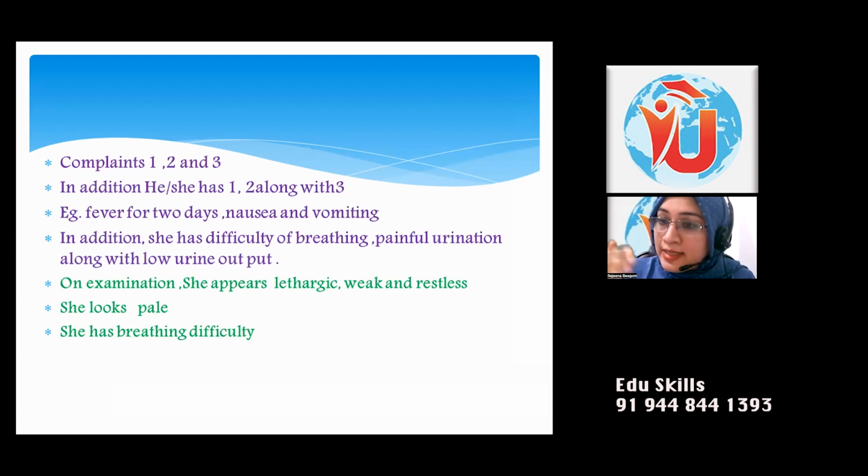Okay, just a nurse, in the sense we must write, but see whether everything is treated, and your letter is very lengthy, so you need to choose wisely. In addition, she has again, if there is a complaint, 1, 2 along with 3. For example, fever for 2 days, nausea and vomiting. In addition, she has difficulty of breathing, painful micturition along with low urine output. So for a reader it will be interesting to read. If you are arranging in such a way, I hope it is clear for you.